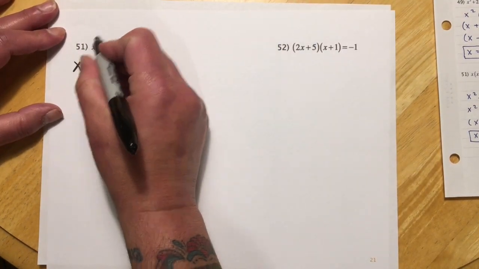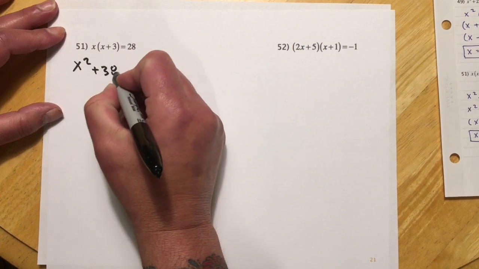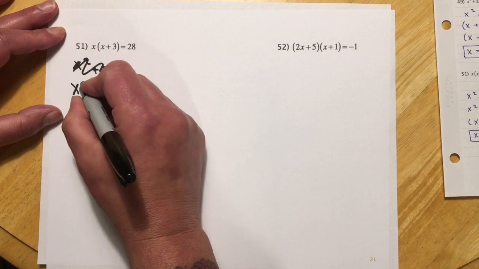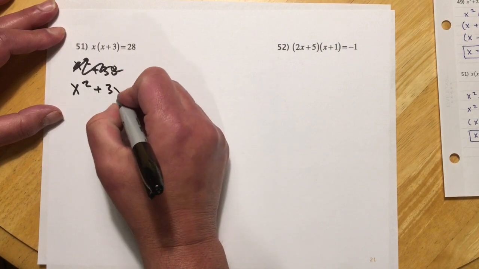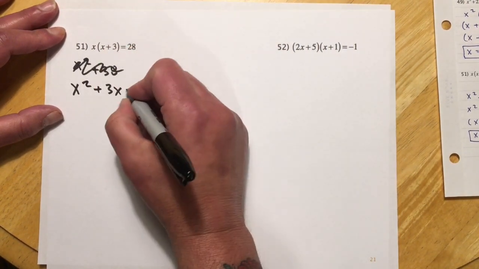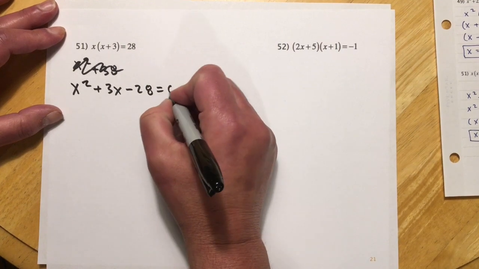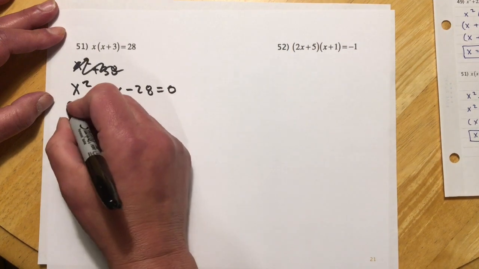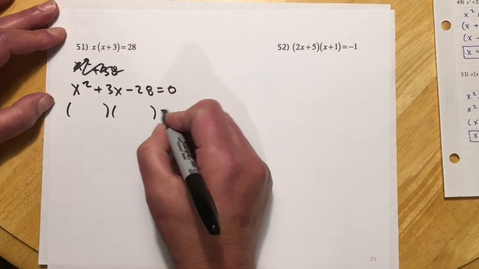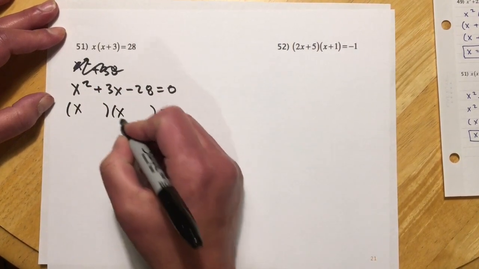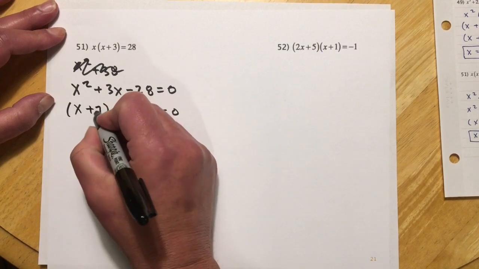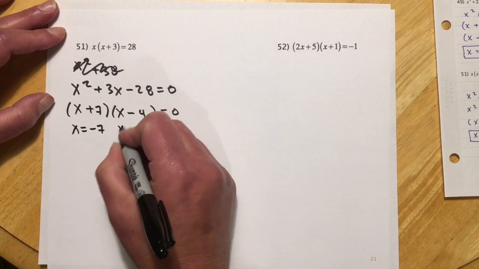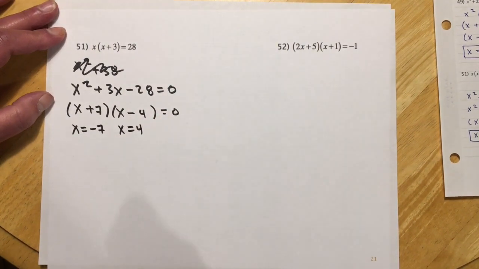So x squared and then plus 3x. Oops, I don't know why I wrote that. Sorry, I was thinking of the 28 coming up. X squared plus 3x, and then subtract the 28 over, equals 0. And then it's just a regular factor from there. So x and x, and then plus 7 and minus 4. So x equals negative 7, x equals 4.